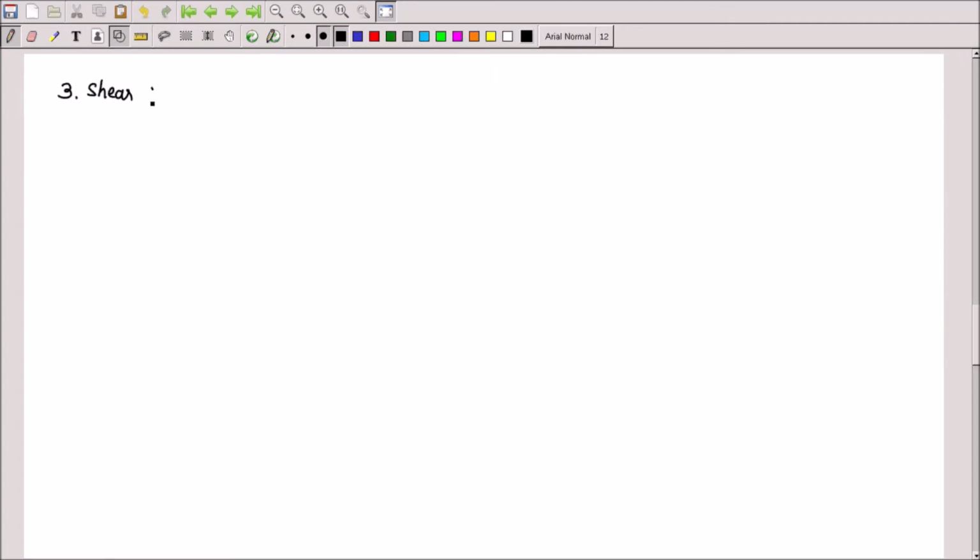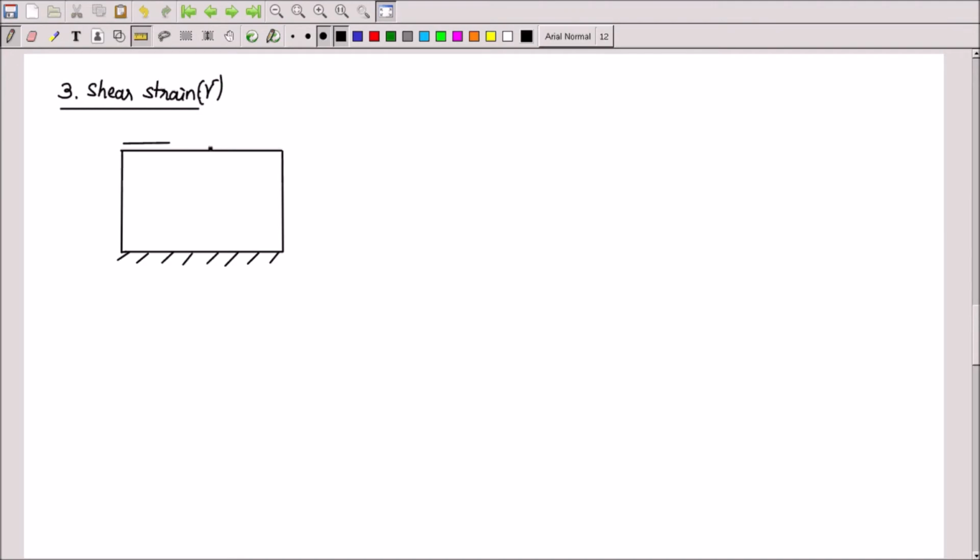Third type of strain, which is called shear strain. It is denoted by the letter gamma. For example, if I take a plate like this and fix the plate here at the bottom edge and subject this to a load like this, shear load, I'll get shear stress. I'll write it as tau. But how does this plate deform?